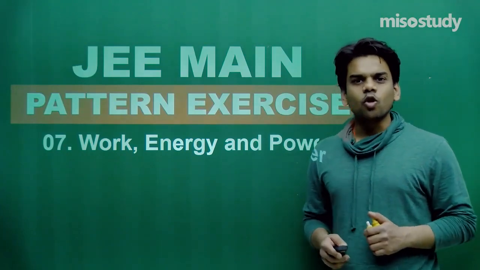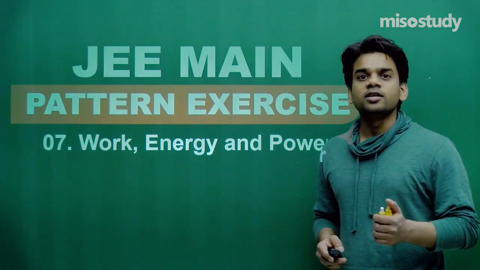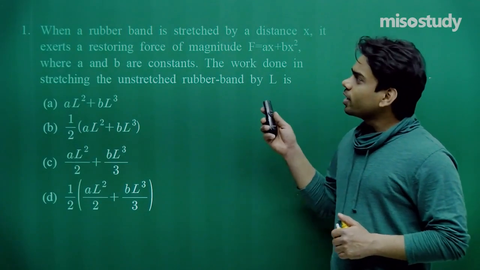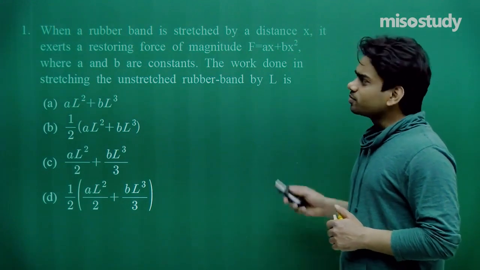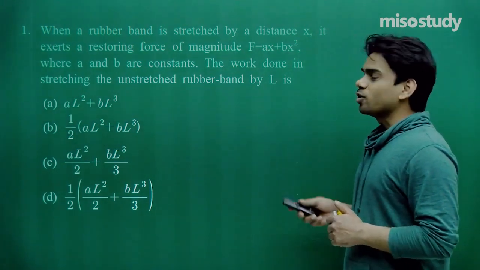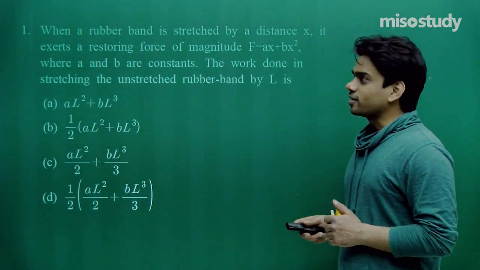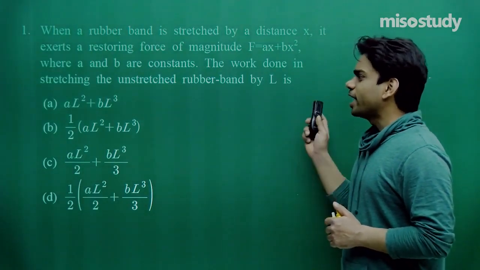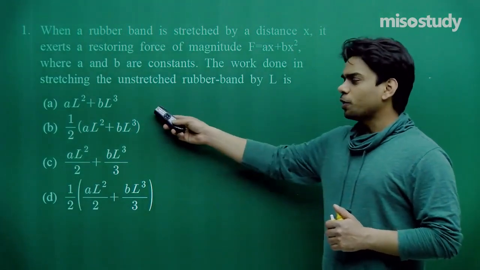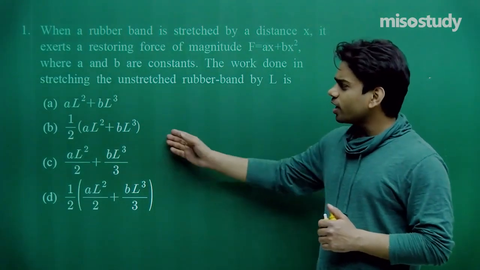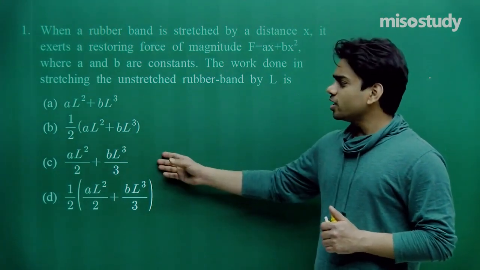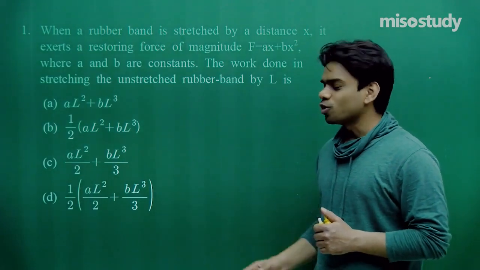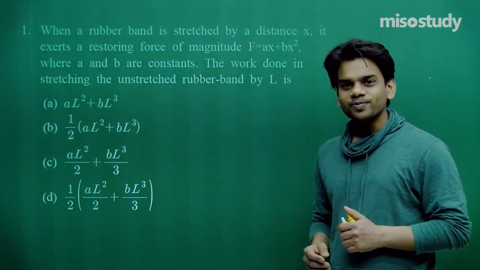Let's go ahead with the practice of JEE Main pattern questions in this chapter of work, energy and power. Let's go with the first question of the day. When a rubber band is stretched by a distance x, it exerts a restoring force of magnitude F equal to ax plus bx square, where a and b are constants. The work done in stretching the unstretched rubber band by L is: (a) aL square plus bL cube, (b) half of aL square plus bL cube, (c) aL square by 2 plus bL cube by 3, and (d) half of bracket aL square by 2 plus bL cube by 3.